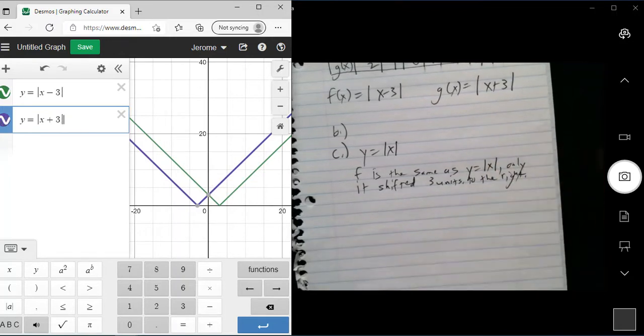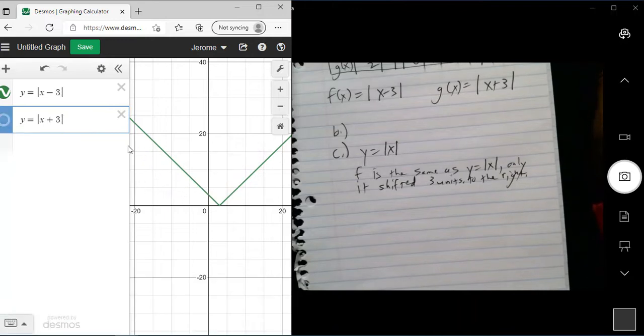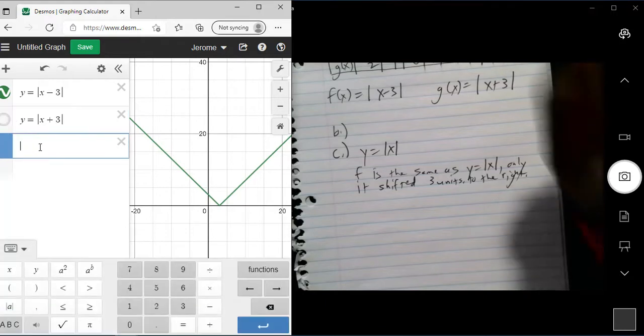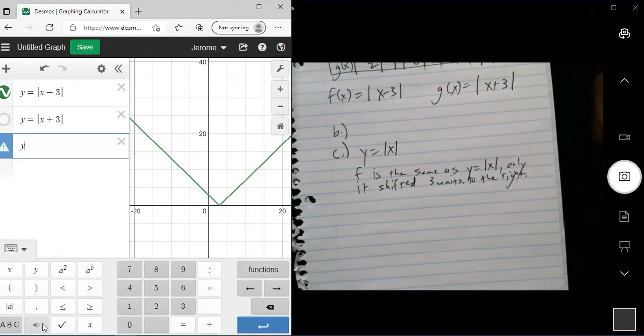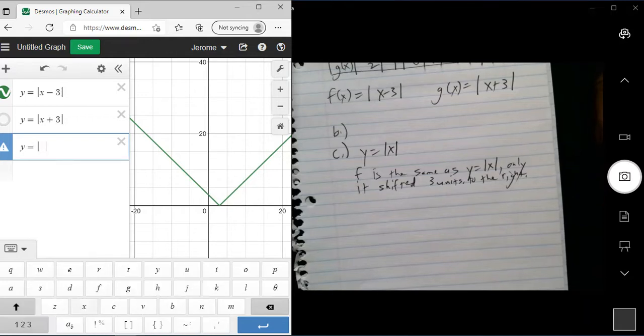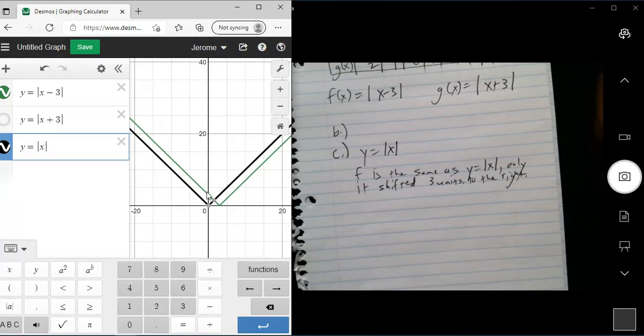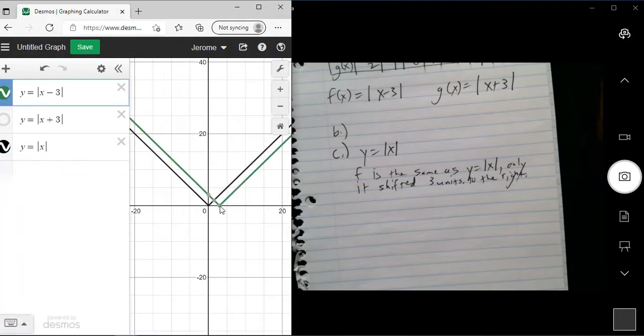All right, so first thing I want to do is turn off the purple graph. Let me turn it off so we would just deal with the first graph, which is your f of x. Now let me type in y equals the absolute value of just x. And I want you to watch this. Okay, now y equals the absolute value of x. You notice that it hits the origin. So if you notice here, the only difference between these two is that this shifted over 3. It's the same exact graph.